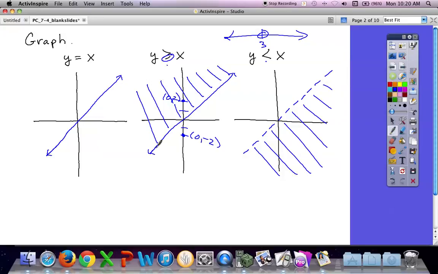This one is not a dashed line, is it? If it's or equal to, it's a solid line. If it's not or equal to, it's a dashed line, right?